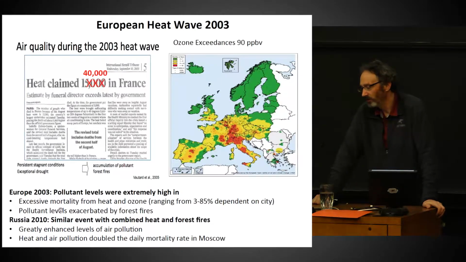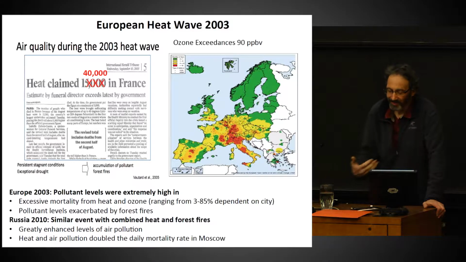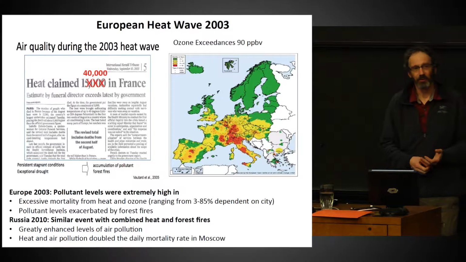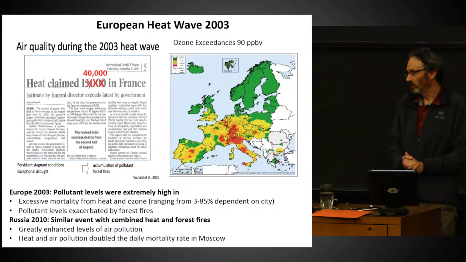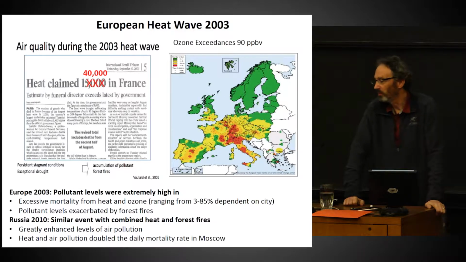In Russia, 2010, a similar event occurred with combined heat and forest fires. There was also very high air pollution, very high heat, and it doubled the mortality rate in Moscow. So heat and air pollution tend to go together. And in the past, they produced quite a few deaths, quite a few rather catastrophic events.